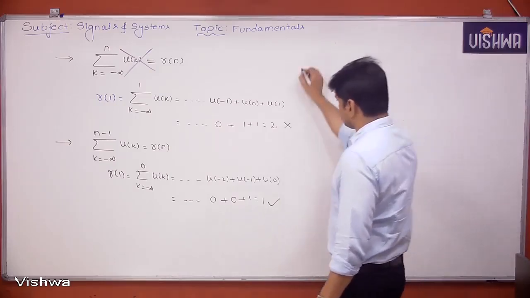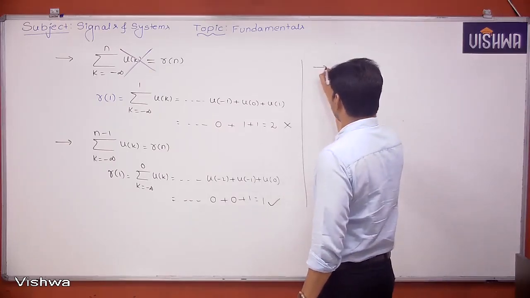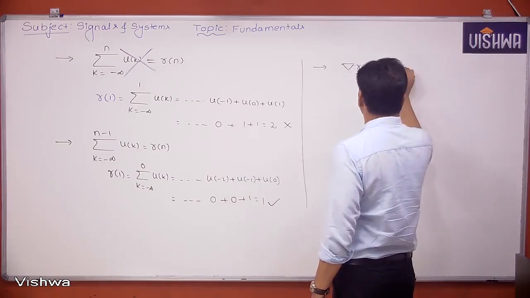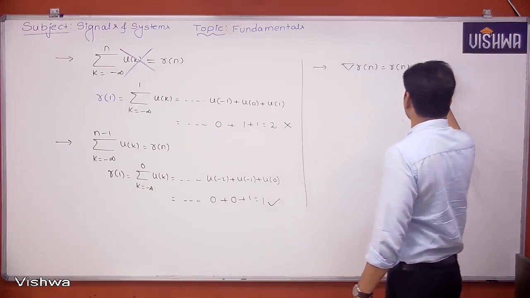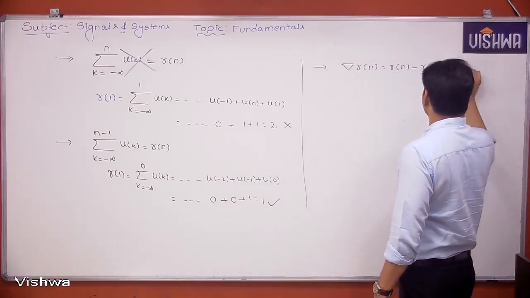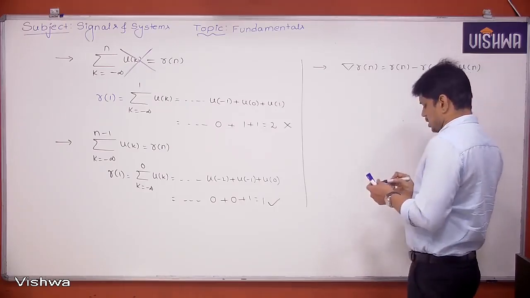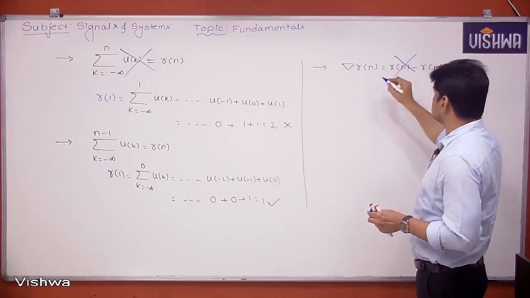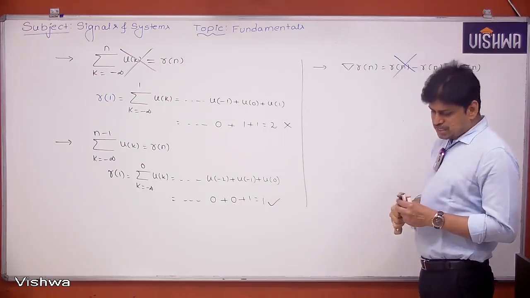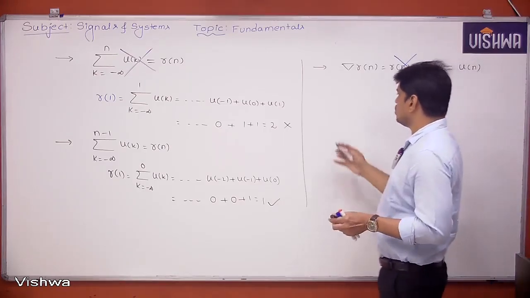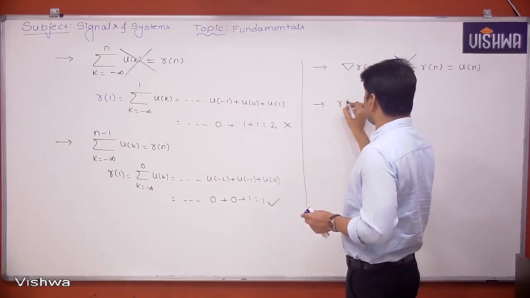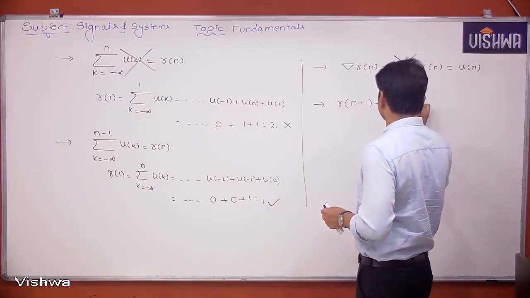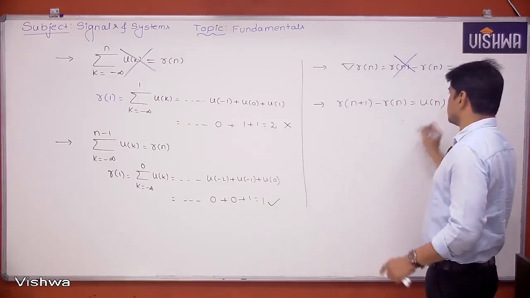Next. Is the difference equation of r of n, that is r of n minus r of n minus 1, equal to u of n? Here also it is not correct. Then which one is correct, sir? Then we have to take r of n plus 1 minus r of n, which is equal to u of n. This is the correct one.